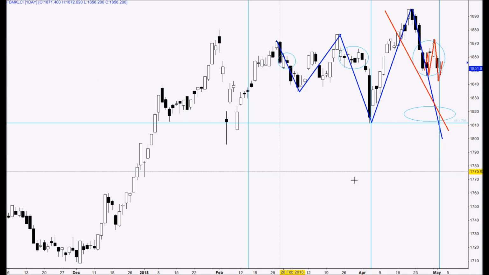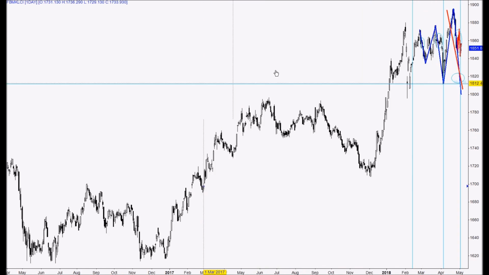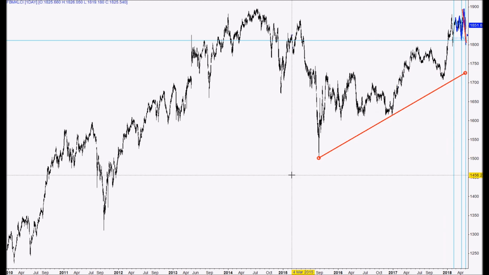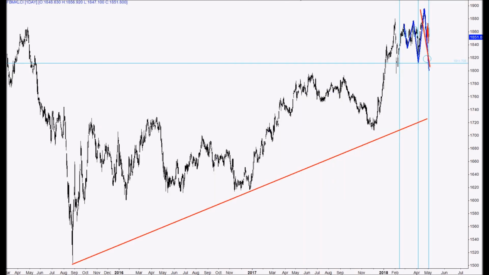Okay, this is my view about FBMKL. But if you like to draw the trend line, sorry, if I draw a trend line, it's different from you. Okay, it looks good for a trend line. Not bad.